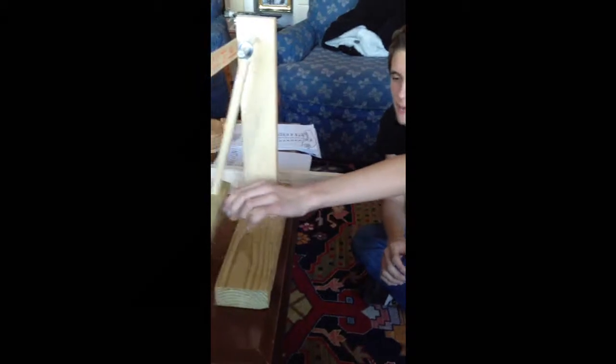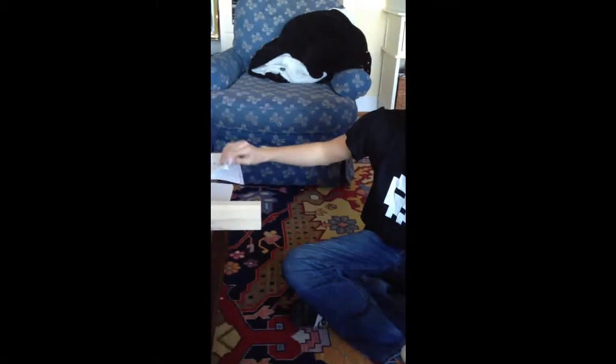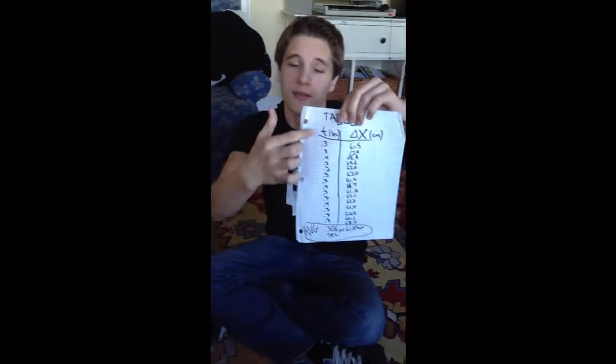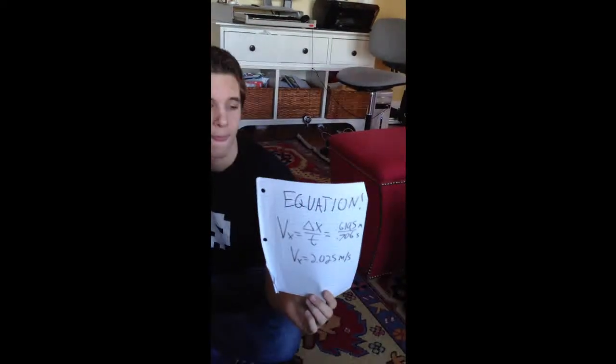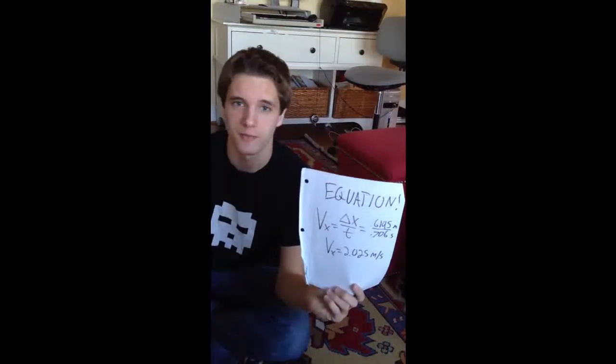To accurately calculate the distance that the ball will travel, what we had to do was find an average initial velocity of the ball. So, over a series of 15 trials, we took our ball, we hammered it, it flew a certain distance. We did that 15 times, and we came up with this table here. As we timed the descent of the ball in seconds and the displacement in centimeters, we were able to come up with an average for both time and displacement, which leads us to this equation: Vx equals delta x over t. That gives us an average velocity of 2.025 meters per second.